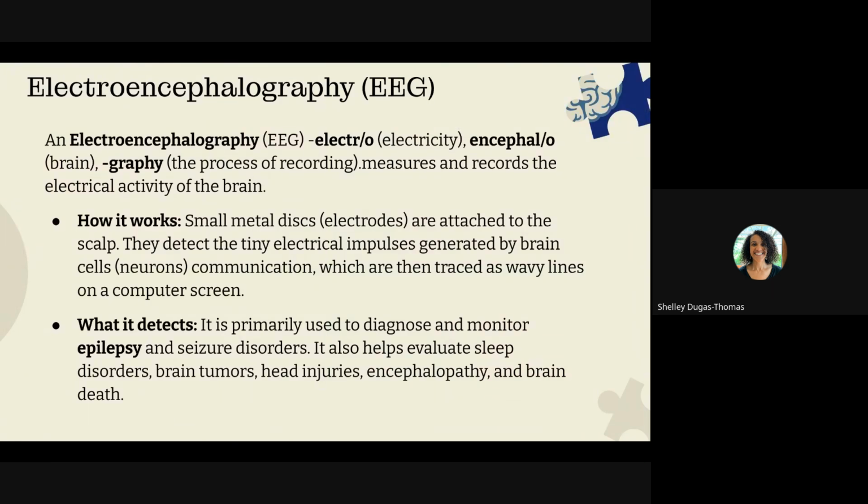So let's tear this massive word apart. Electro, encephalo. Electro is electricity, encephalo is brain, and graphy is the process of recording. So an EEG is the process of recording the electrical activity of the brain. The physical printout sheet or digital file itself is called an electroencephalogram.